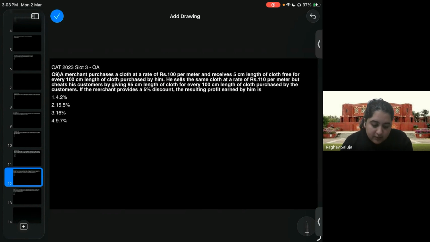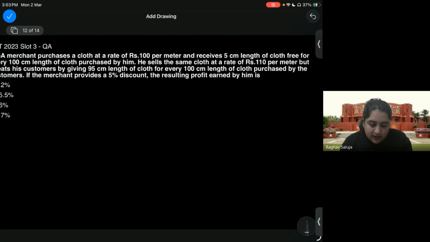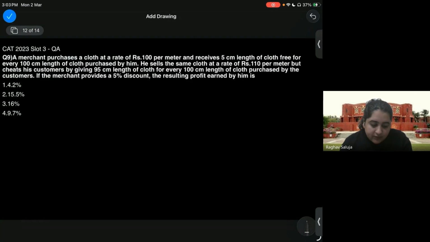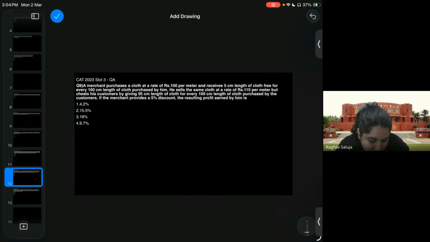Now let's come to question 9 from CAT 2023 also. It is written that a merchant purchases the cloth at a rate of rupees 100 per meter and received... Isn't this the same question?